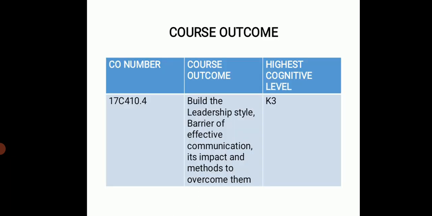Next we want to see the course outcome of Unit 4. After the completion of Unit 4, the student can build the leadership style, barrier of effective communication, its impact and methods to overcome them. The highest cognitive level given for this Unit 4 is K3, that is apply level.